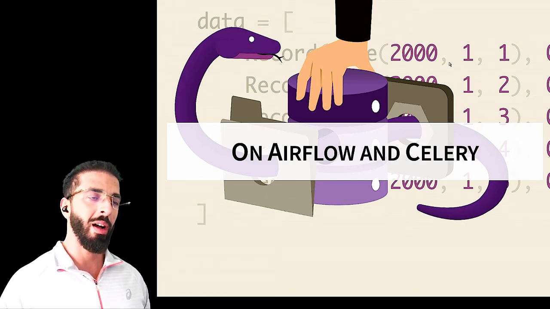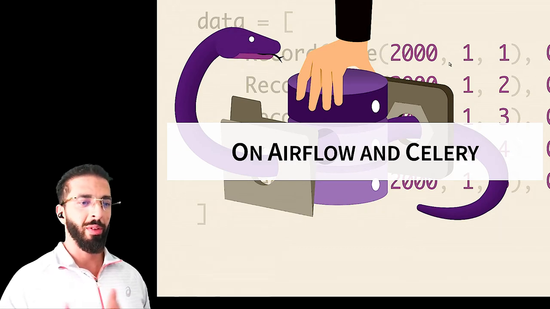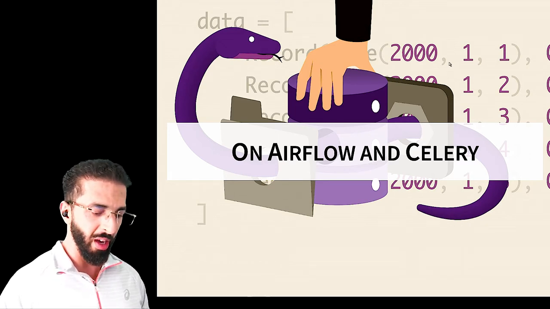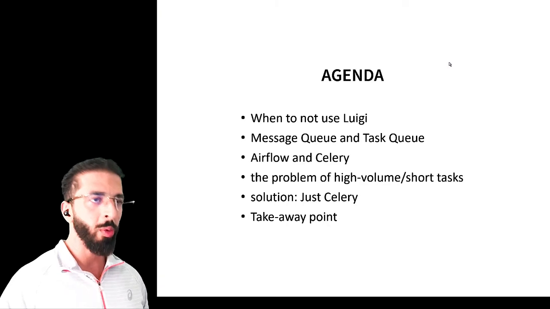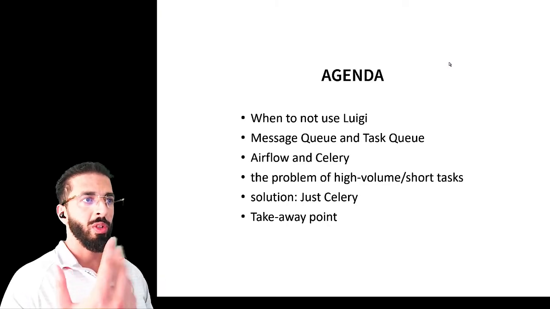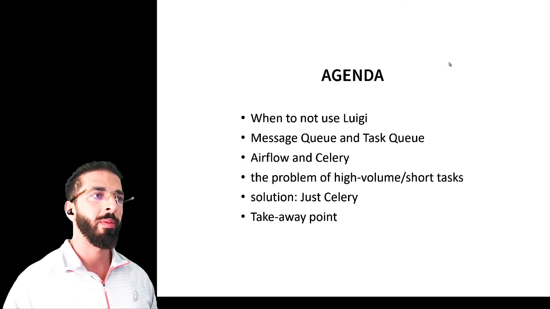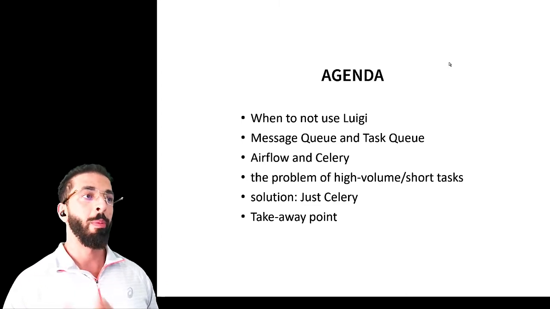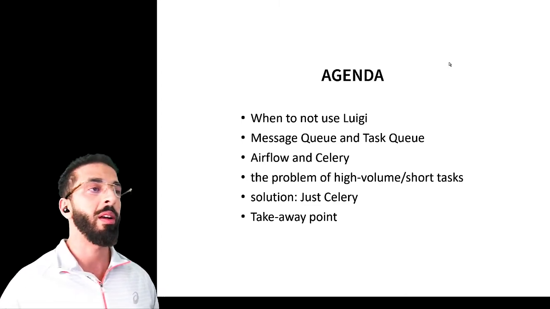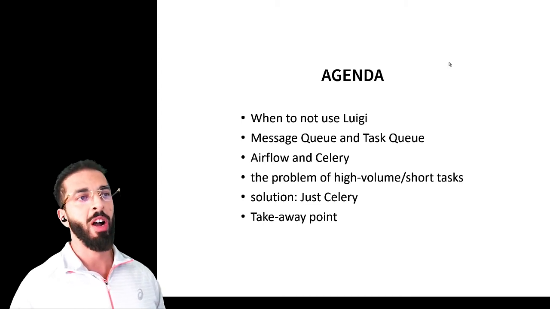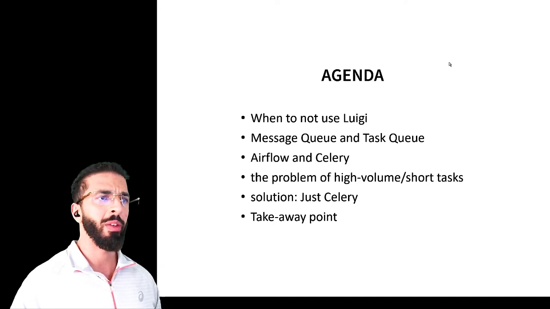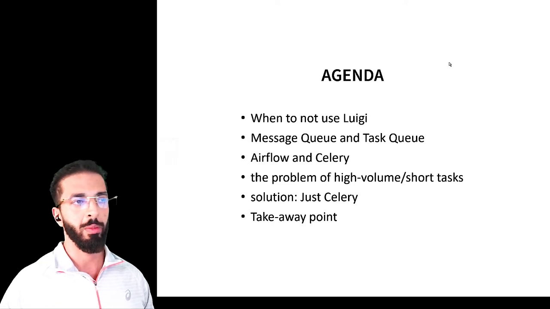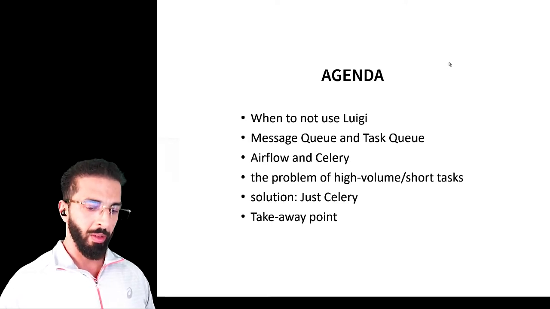You will notice that I've styled this and gave it somewhat of a Scott flavor, to make it fit into his overall lecture theme. You'll see what I mean. We'll start with the agenda. First item, when not to use Luigi, followed by what is a message queue and a task queue, which you'll need to understand in order to better understand when I start talking about Airflow and Celery. Then I'll talk about the problem of high volume short tasks, which I also believe was briefly mentioned during class. And then the solution to that using Celery and the conclusion, giving you some takeaway points.